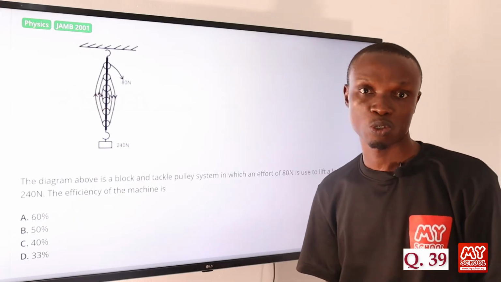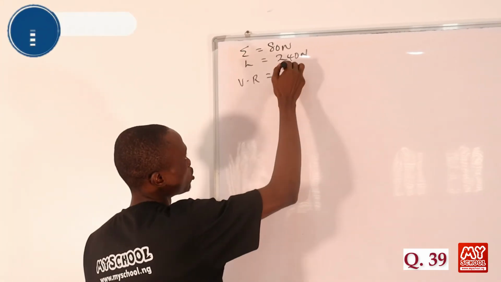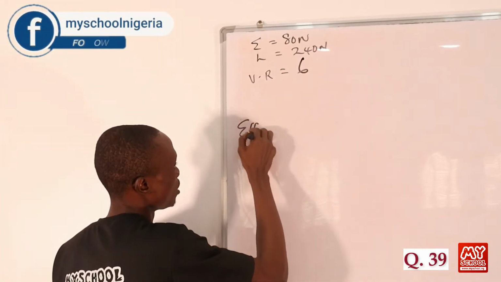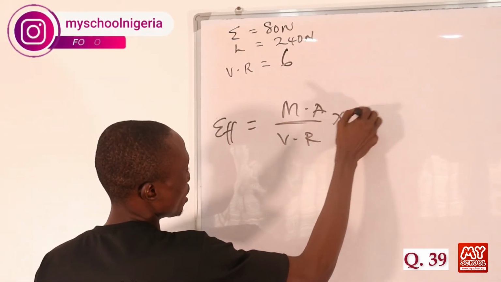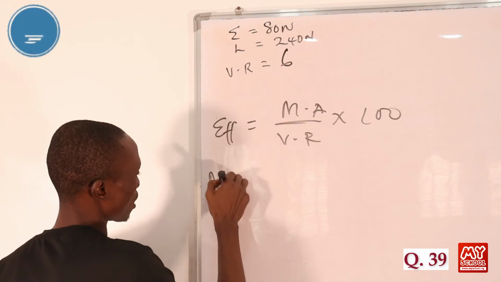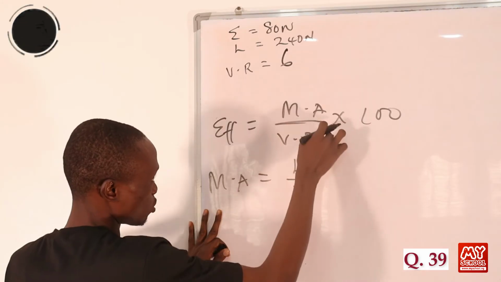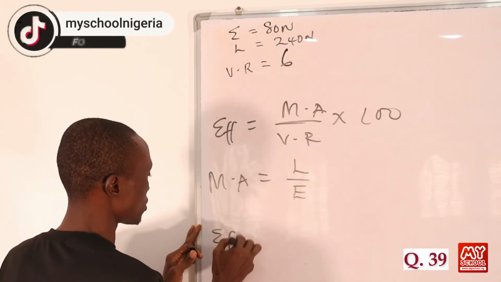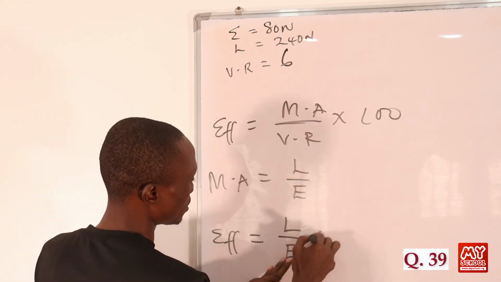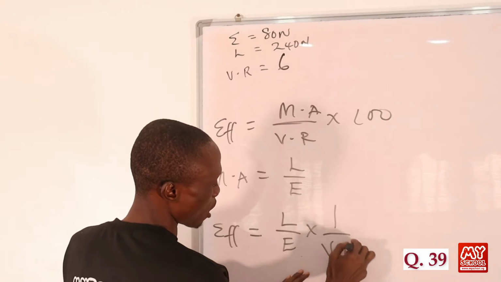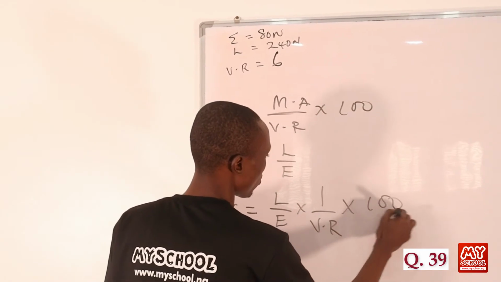So let's move to the board to provide answer to this question. So we already know that our velocity ratio is equals to 6, right? And efficiency is equals to mechanical advantage all over velocity ratio times 100. But mechanical advantage is equals to load all over effort. We can rewrite this part of the equation to be efficiency equals mechanical advantage, which is load all over effort, then times 1 all over V.R. So nothing changed, this and this are still the same, times 100 all over 1.